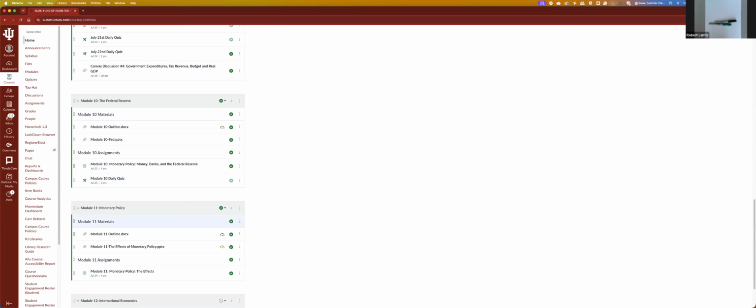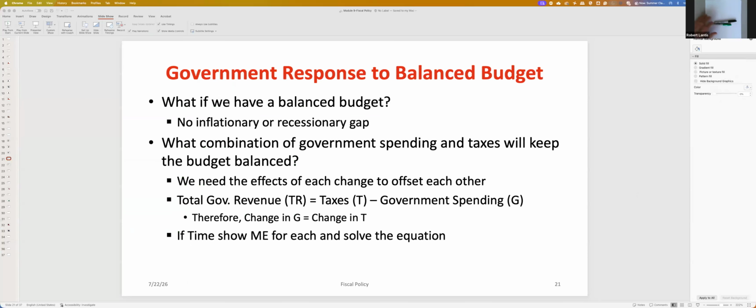Okay. So where we left off was we were thinking about fiscal policy and how the government can either change spending or taxes to eliminate inflation or deflationary gaps.